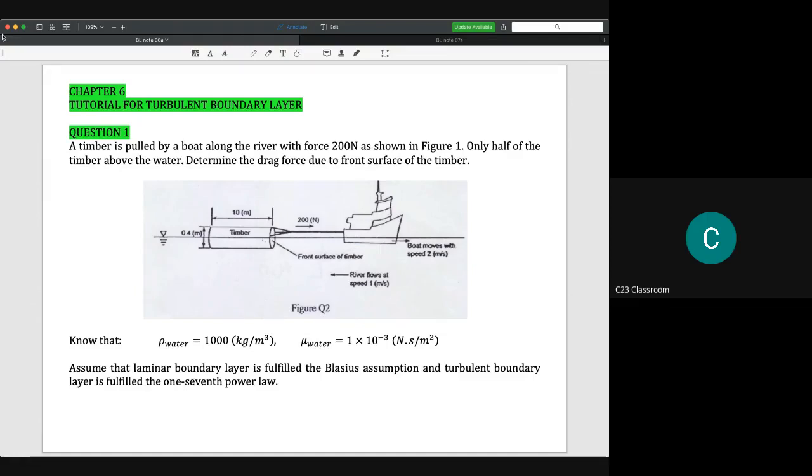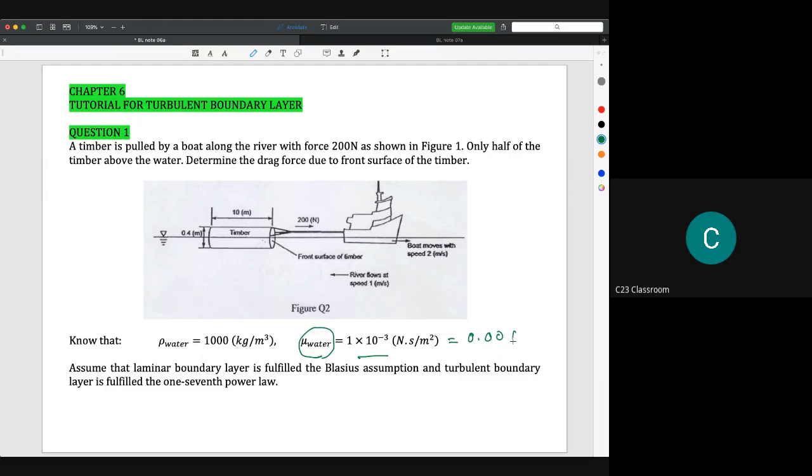Now we continue our discussion about boundary layer, so we see another tutorial. We have question 1 here. A timber is pulled by a boat along the river with a force of 200 Newton as shown in figure 1. On the half of the timber above the water, determine the drag force due to the front surface of the timber. The question gives us the density of water, 1000 kilogram per meter cube, and the dynamic viscosity of water, 1 times 10 to the power of minus 3, or you can assume it is 0.001.